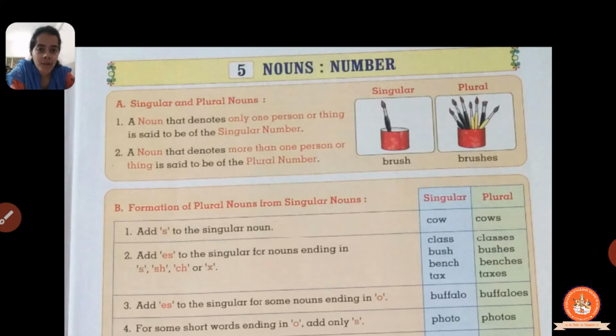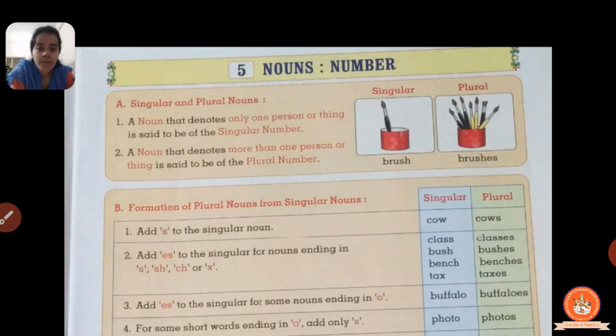So students, today in this video we are going to start with our new grammar chapter, okay? The name of our chapter is nouns number. We have already studied about nouns, right? What is a noun? What are the different kinds of nouns? Now this chapter is also related to nouns only. So we'll see here about nouns number.